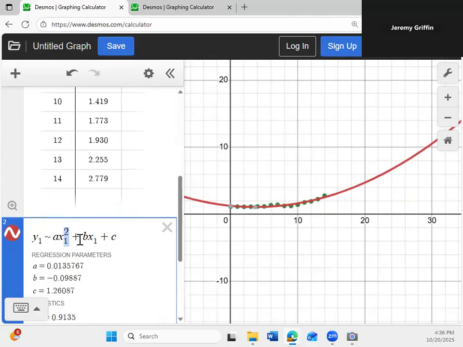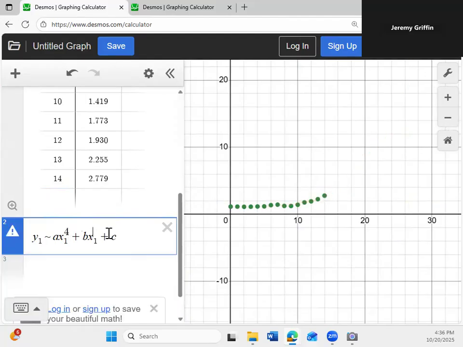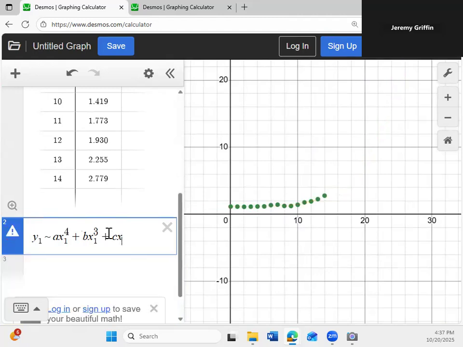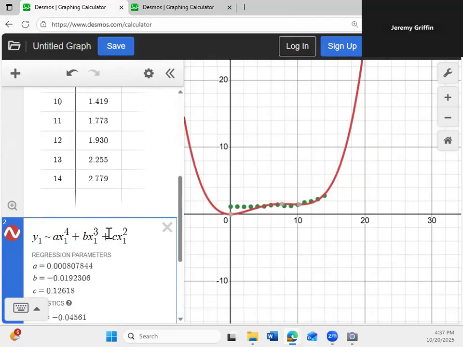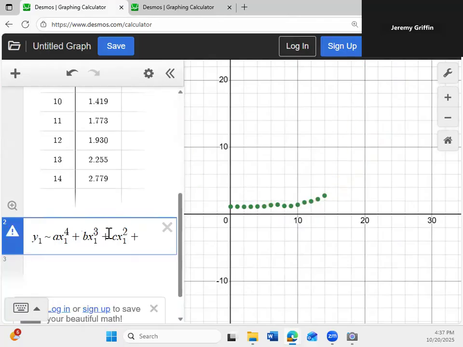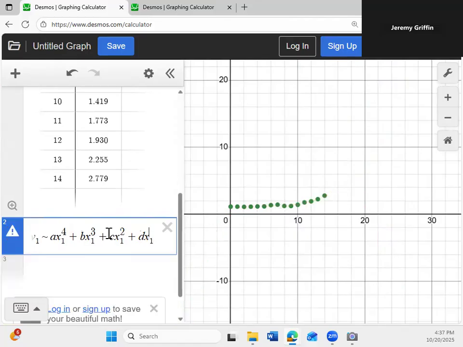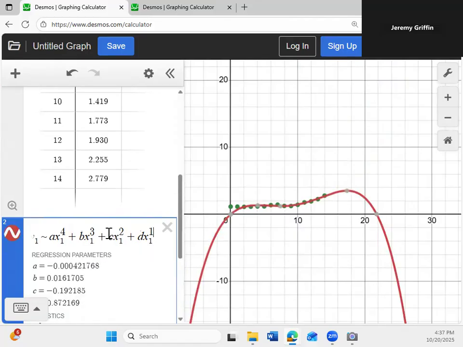So I'm going to change some of these. So instead of x to the power of 2, let's go to the power of 4. How about to make a fourth degree polynomial? Then I'll put this to the power of 3. Then I'll plus cx underscore 1 to the power of 2. And then plus dx underscore 1 to the power of 1. Okay, actually, you don't even need to do that.